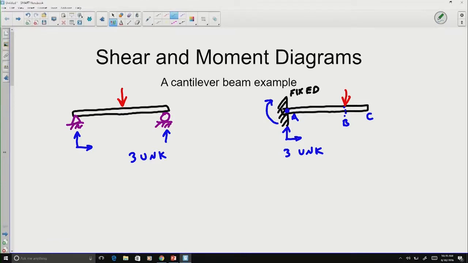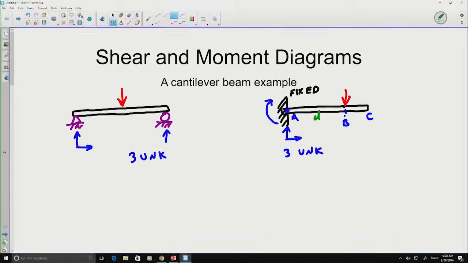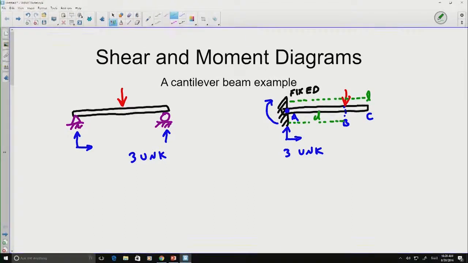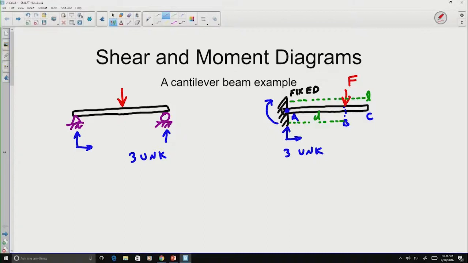We'll assume that the application point is some distance D away from the wall, and that the beam itself has an entire length represented by small l. So we have two distances that are important here: the length of the entire beam, and the distance of the application of the force. And we'll go ahead and give this force a magnitude F. Okay?